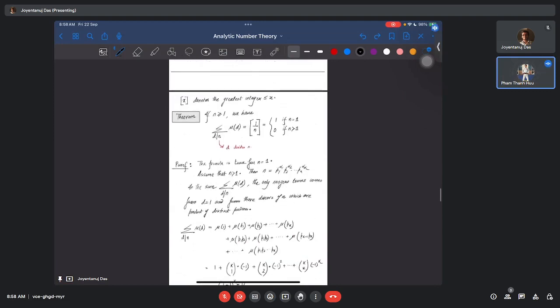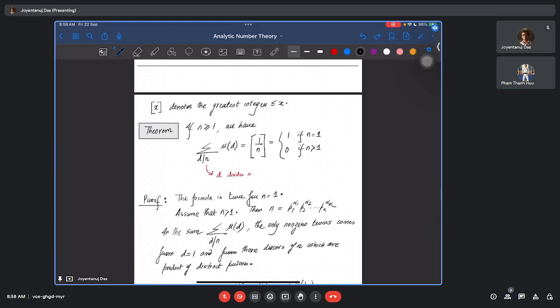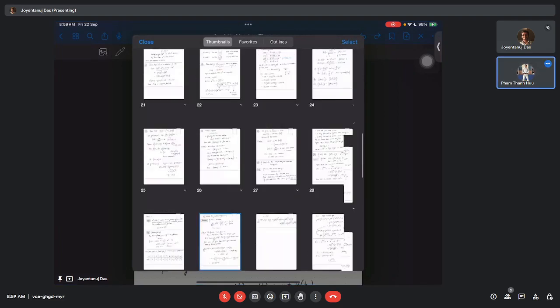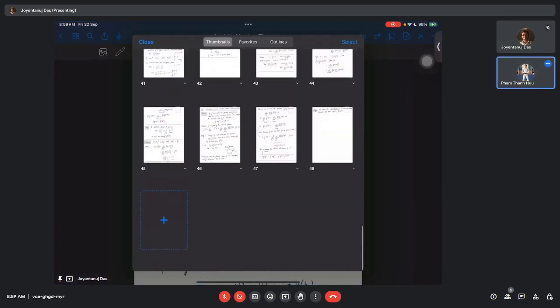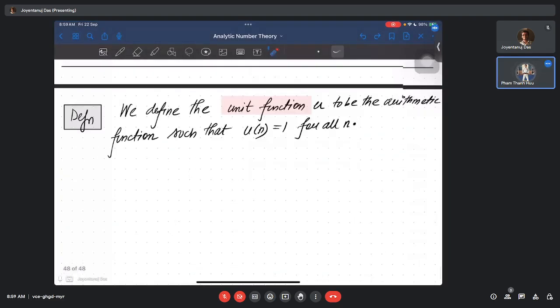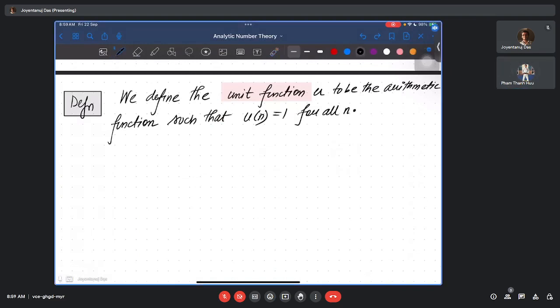Yes. So this function we did, right? The summation of mu of d, where d divides n. But now this is nothing but, we define this as our identity function, right? So this is our identity function. This definition is clear.